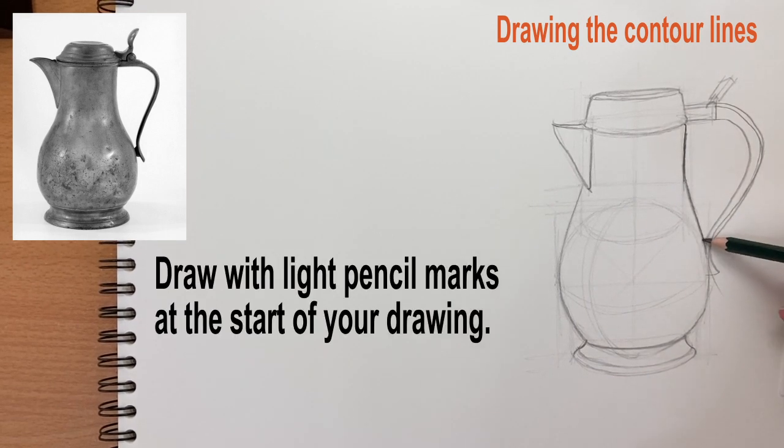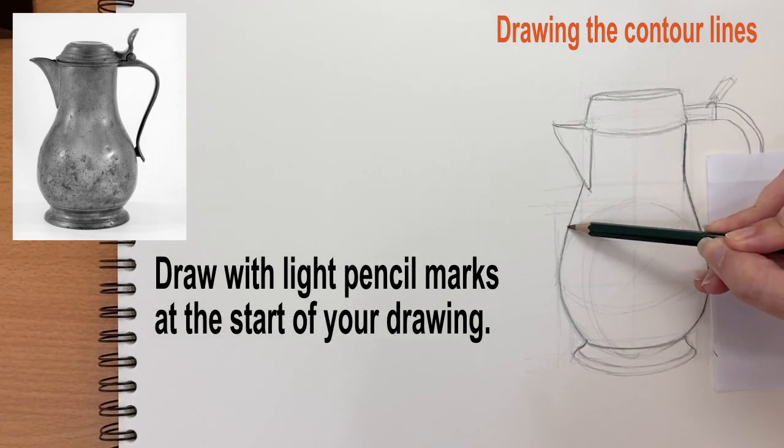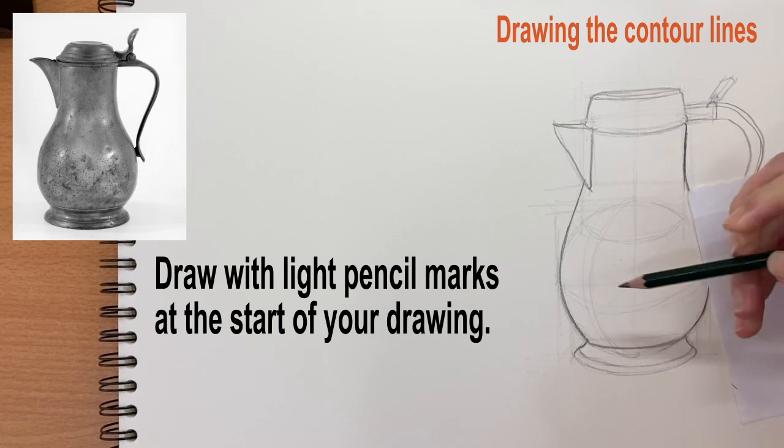You may have noticed that I'm starting to darken my lines as I get closer to the finished drawing. This is because I'm getting closer to the final lines of the drawing, and I can darken those lines to indicate that they are part of the finished drawing.